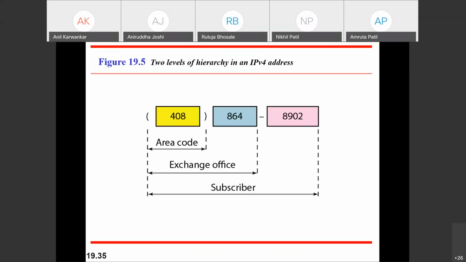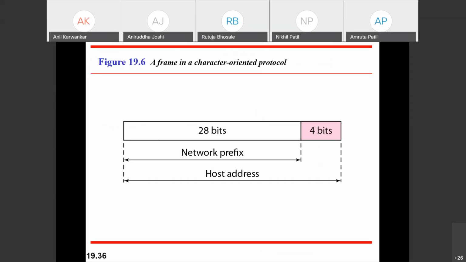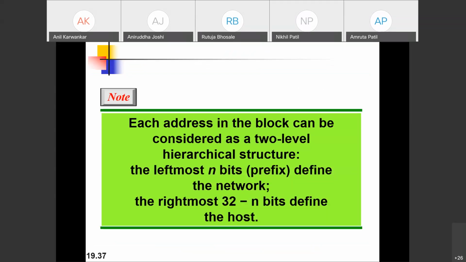There are again hierarchies that are associated with IP version 4. Area code, exchange office, subscriber. Nowadays, we are not at all utilizing this hierarchical configuration. It's just 28 bits and 4 bits, network prefix and host addresses, that we are utilizing.